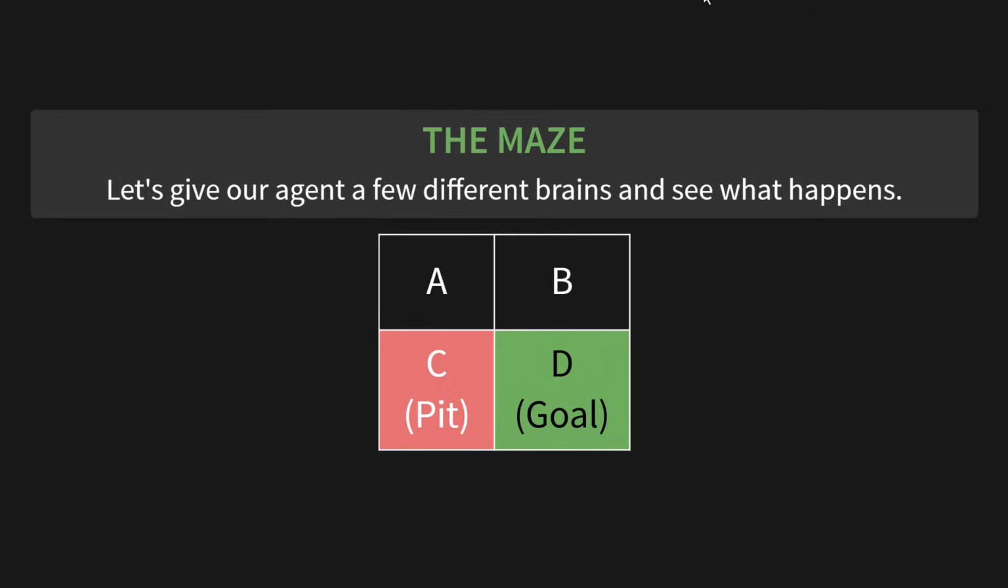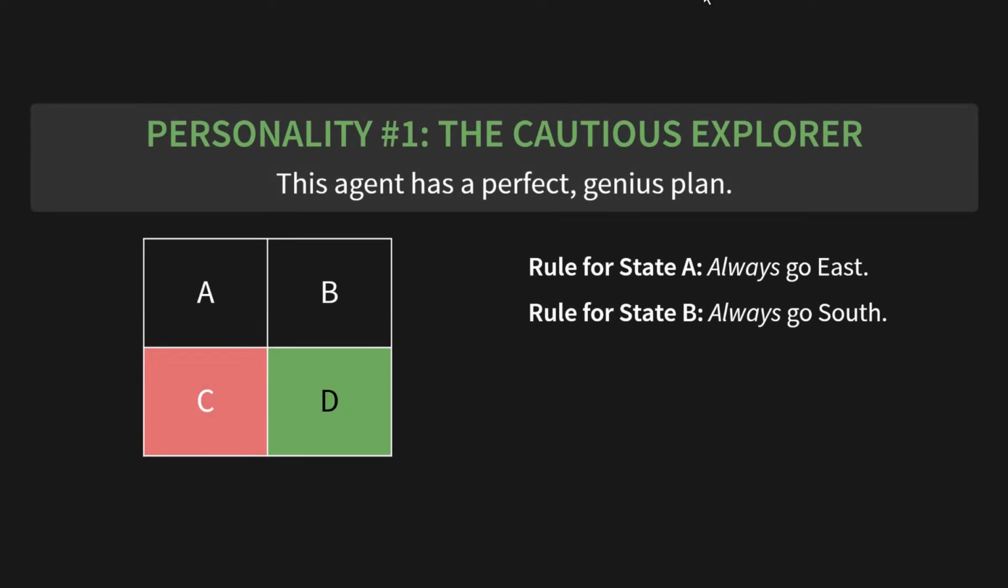First up, personality number 1, the cautious explorer. This agent is a genius. It's calculated every move. It has a perfect plan, and it follows it without deviation. Look at its rulebook. If it's in state A, it always goes east, 100% of the time. If it's in state B, it always goes south.